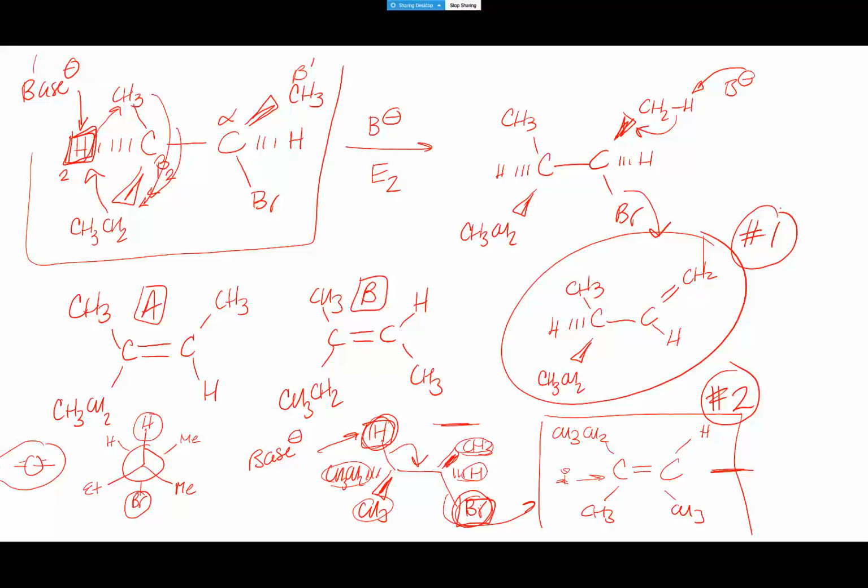So this is one of the nuances of E2. It's got to go through an anti-periplanar geometry. In chapter 9, there's a bunch of these problems where they give you two stereochemistries and they ask, what's the final alkene? You've got to put it so that that beta hydrogen and that leaving group are anti to each other before you lose the H and the leaving group, and then they come together to form the alkene.